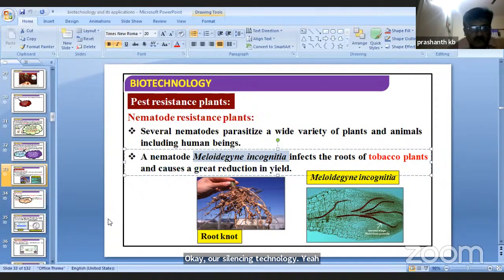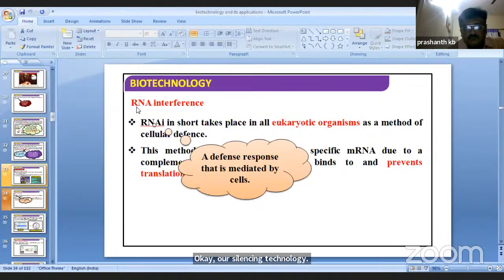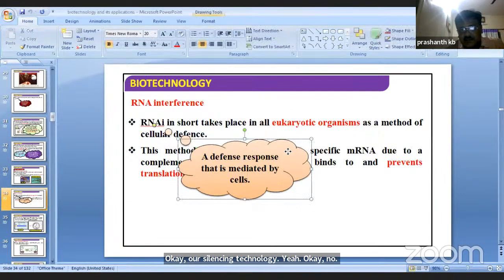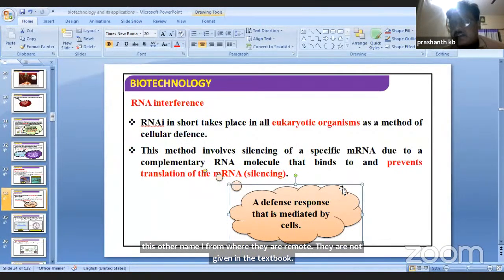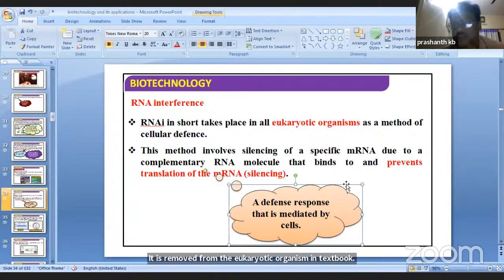Okay. Now, let us go to the RNA interference. Now, this RNA, from where they have removed it, they have not given in the textbook. It is removed from the eukaryotic organism, they have said. In the textbook, they have not mentioned which organism. So from a eukaryotic organism, they have removed this RNAi DNA.